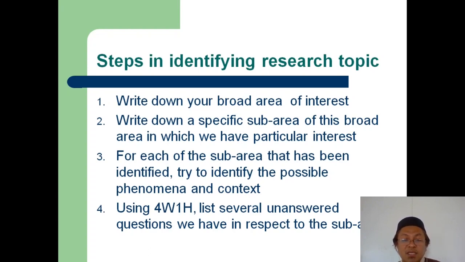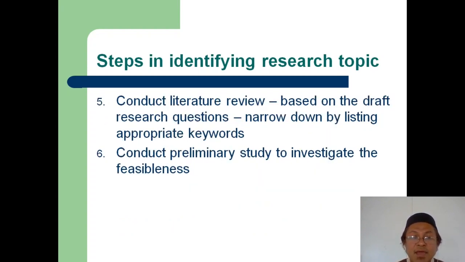And then, using the 4W1H, who, what, where, when, and also how, list several unanswered questions. Basically these are the draft questions, okay, with respect to the sub area that you have identified in the previous steps. And then the next course of action is to do a literature review. Based on the draft research questions, you try to identify or list several appropriate keywords. You are going to use these keywords to do the literature review.